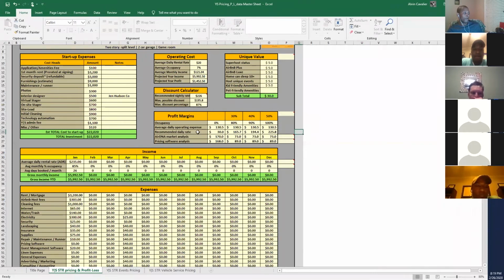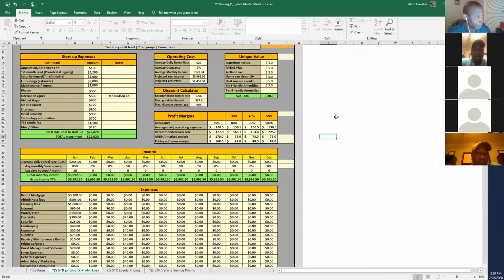Now what you'll see happened here is I went from a recommended daily rate of $30. We'll put in 75% there, and it's going to give me 127.9 a night at 75% occupancy rate. Based on my monthly expenses, that still puts me $3 below my break-even rate, right? So that's important to understand.